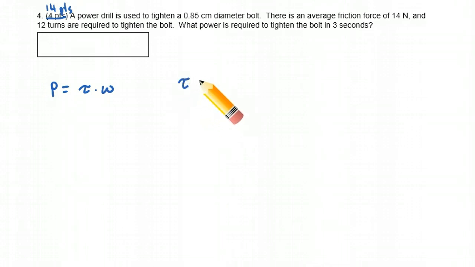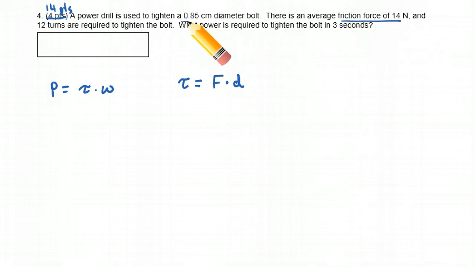We have an equation for torque. It's force times some sort of distance. In this case, we're turning a bolt, and we're given an average friction force, and we're given the diameter of the bolt. That friction force is opposing the turning, and you could think of its perpendicular distance as the radius of the bolt.